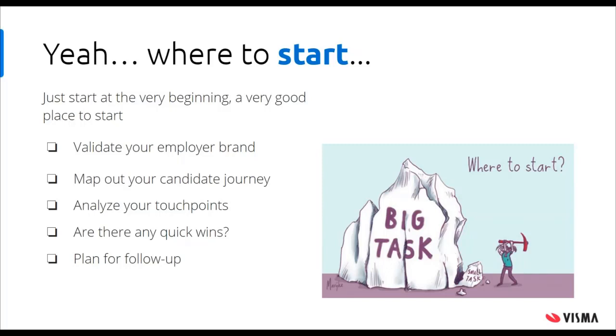And perhaps, because it's a very big task, you could start by creating small tasks. Are there any quick wins that you can pick up immediately? For instance, an email that is being sent out. That's something that you can easily fix. And then you slowly start creating the actions, coming up with the action list. And then you can also plan for a follow-up.